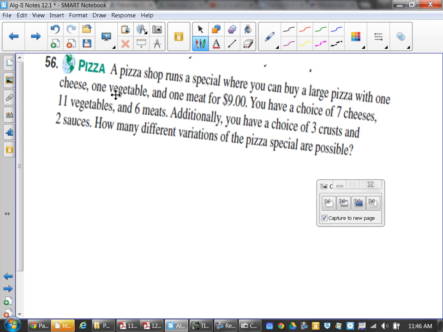Anyway, so you have 9 cheeses, or 7 cheeses, 11 veggies, 6 meats, 3 crusts, 2 sausages, and a partridge in a pear tree. You're just looking at possible scenarios. So there's 2,772 possibles.